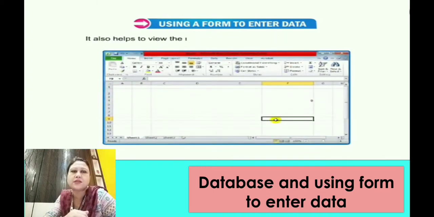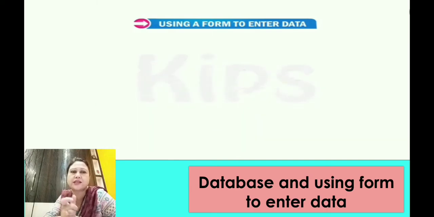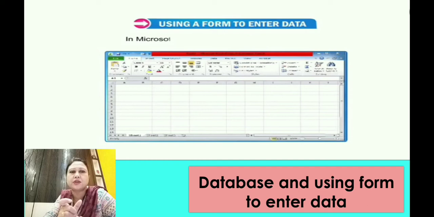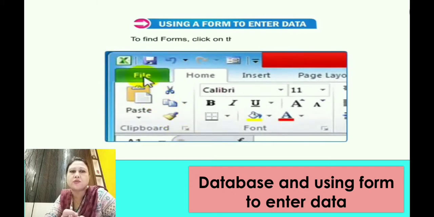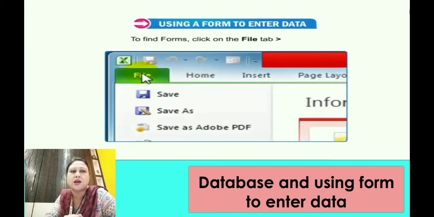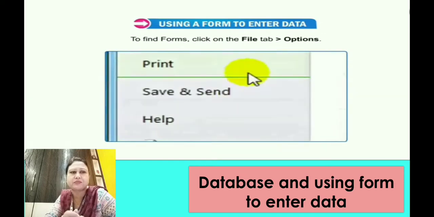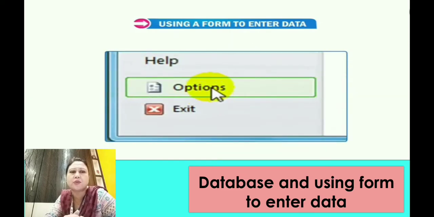It also helps the users to view the record which matches specific criteria. Based on a specific criteria, say roll number 101, if you search it, you can display the information regarding roll number 101. In Microsoft Excel 2010, the form option is actually hidden, so it is not displayed on the ribbon. To find forms, we have to click on the File tab, as you can see here, and then from there click on Options.